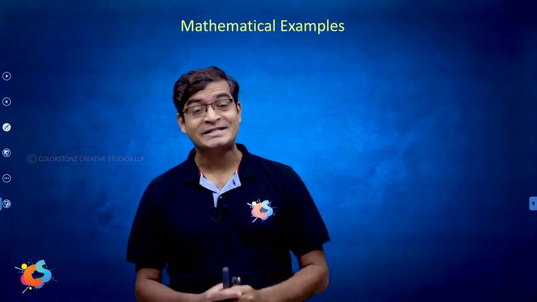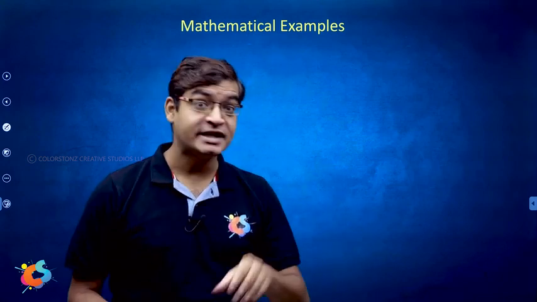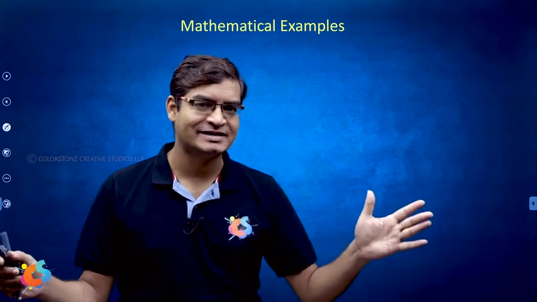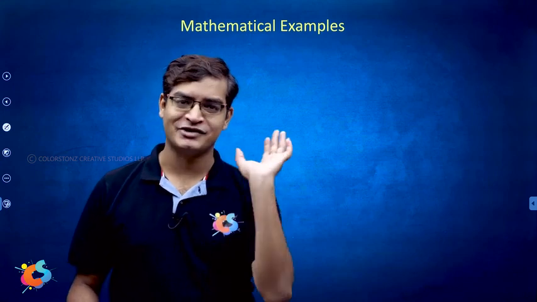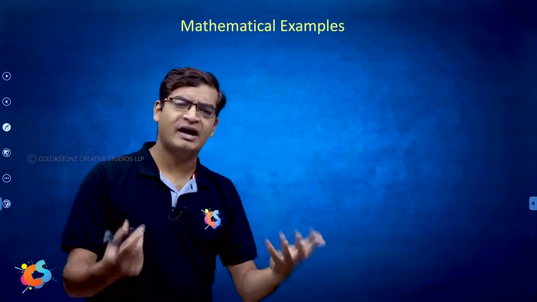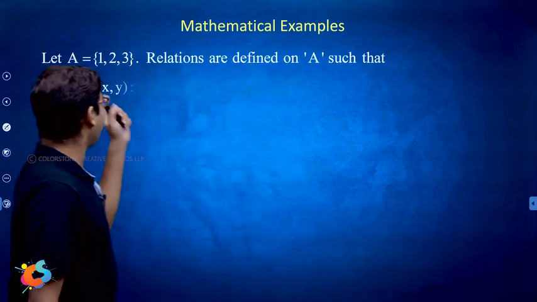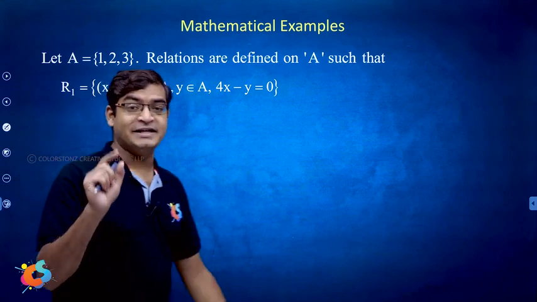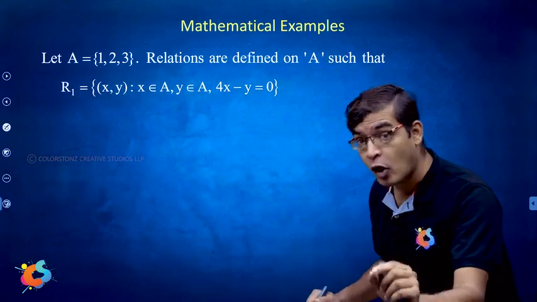So now let us take mathematical examples to understand relation. Till now we have taken a very general example, but of course we have covered all the points that are needed to understand what is a relation, right? So now let us take more relevant examples. A mathematical example. Let us take a set A containing elements 1, 2 and 3. Relations are defined on A.